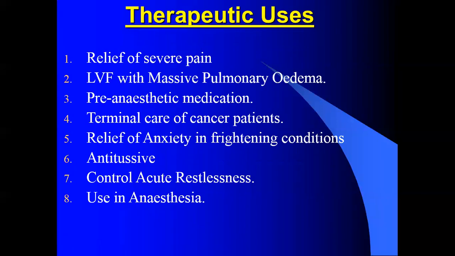What are the therapeutic uses for these drugs? They can cause relief of severe pain. Left ventricular failure can occur with massive pulmonary edema. They can be used for pre-anesthetic medication along with other drugs, and terminal care of cancer patients. Terminal care, when the cancer patients are in stage 3 or stage 4, then we can use these drugs. Also relief of anxiety in frightening conditions. Then antitussive, they can even depress the cough reflex. They can control acute restlessness, and they can also be used in anesthesia.